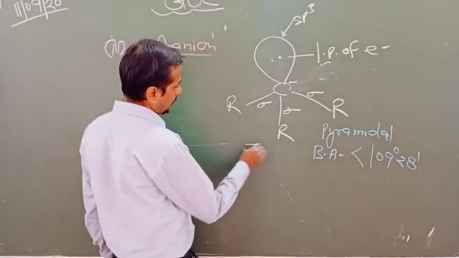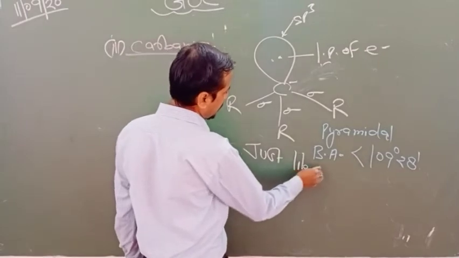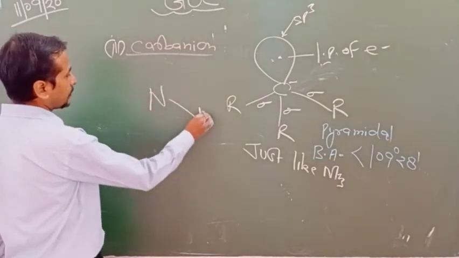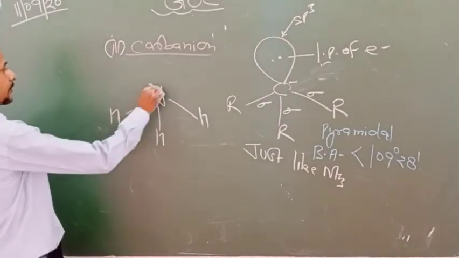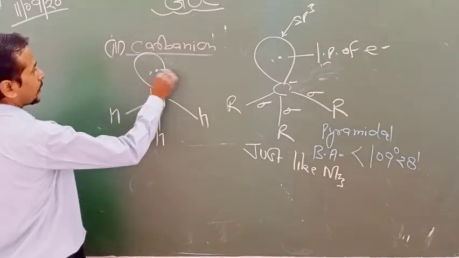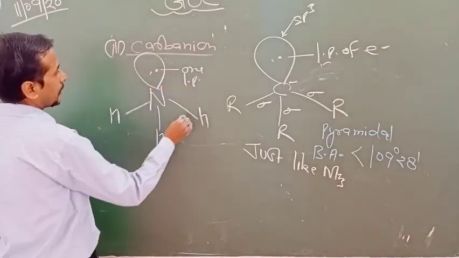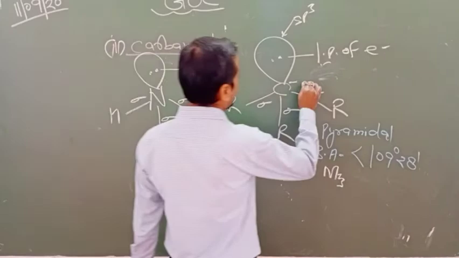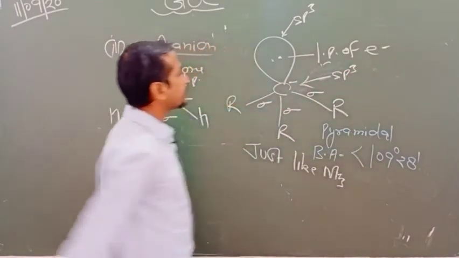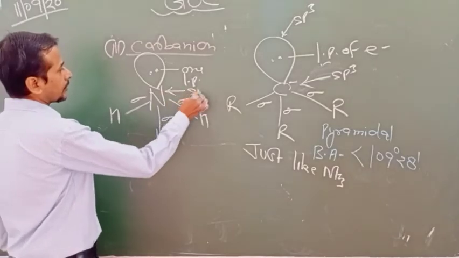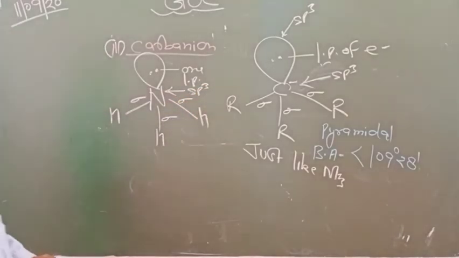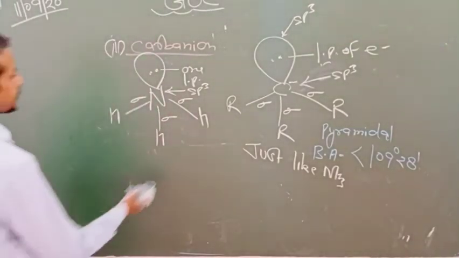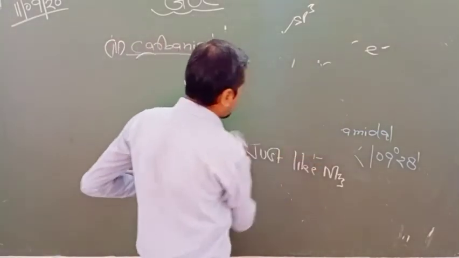Just like ammonia. Look at the diagram of ammonia also. It is also pyramidal in shape, having one lone pair and 3 bond pairs. Now this is a complete octet. Hybridization of this carbon is sp3, and this also has sp3 hybridization. So that's why carbanions are just like ammonia. Now this is the alternate diagram of carbanions.